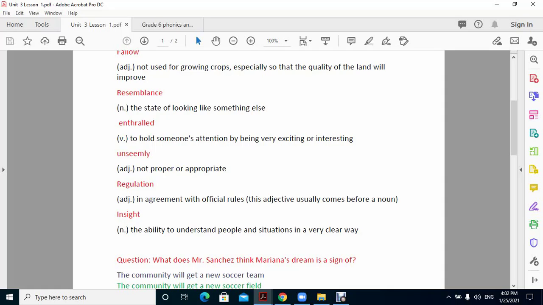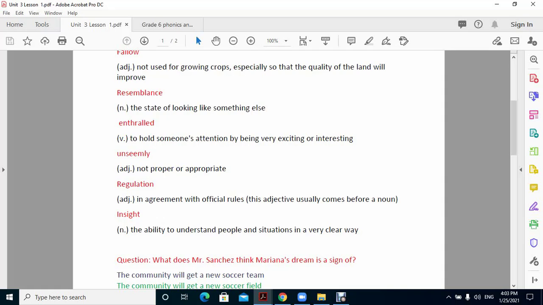Enthrall is a verb which means to hold someone's attention by being very exciting or interesting. Again, enthrall means when someone is fascinated, or to capture or to hold someone's attention by looking at him very excitingly or interestingly. Unseemly is an adjective which means not proper or appropriate. Not proper or appropriate, they call unseemly.